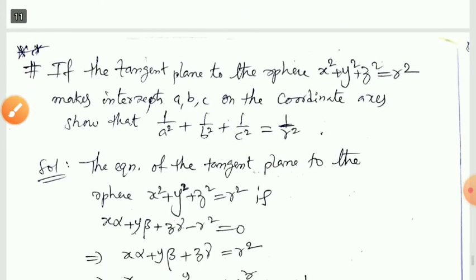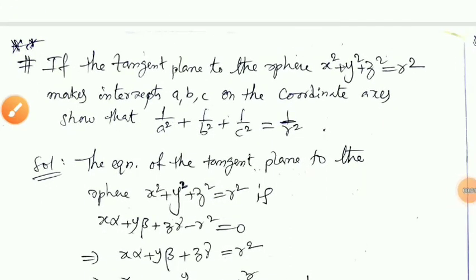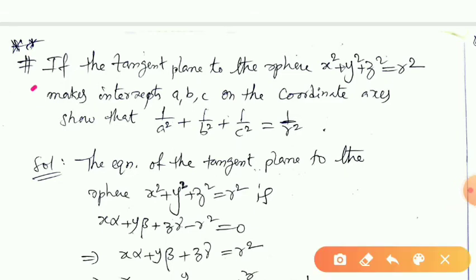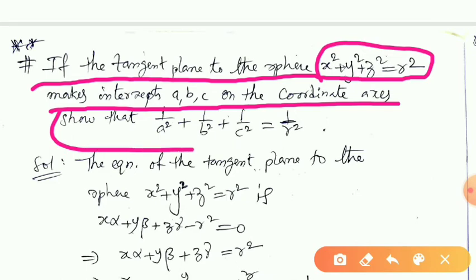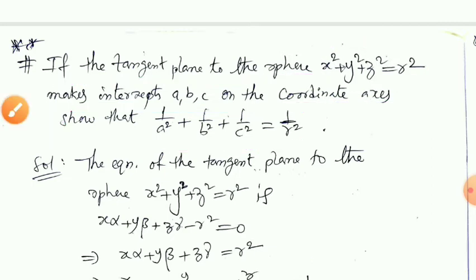See this problem, this is our last problem. Read the statement. Okay, let us go to the next problem. See the statement of the problem. If the tangent plane to the sphere x square plus y square plus z square is equal to r square makes intercepts a, b, c on the coordinate axes, what we have to do? We have to prove this: 1 by a square plus 1 by b square plus 1 by c square is equal to 1 by r square. So see this. Here this is the sphere.